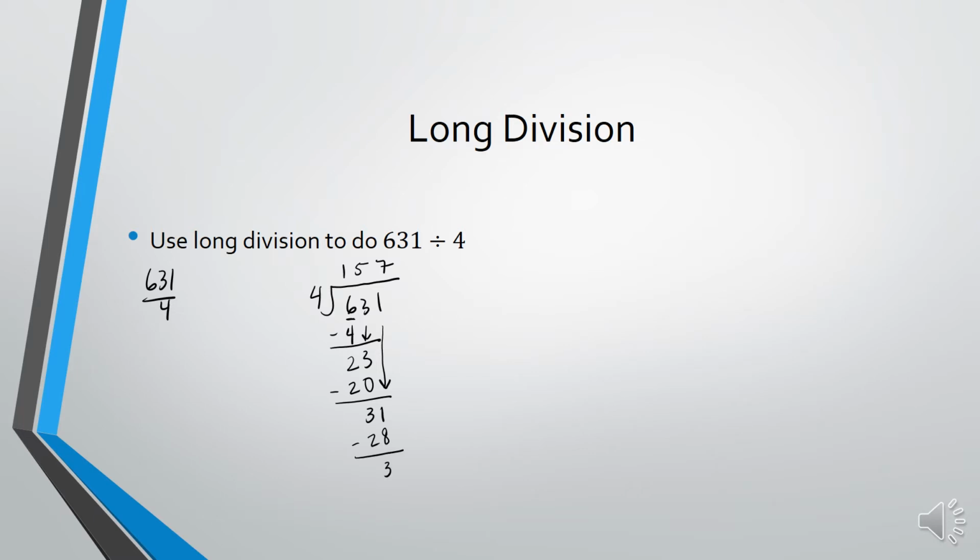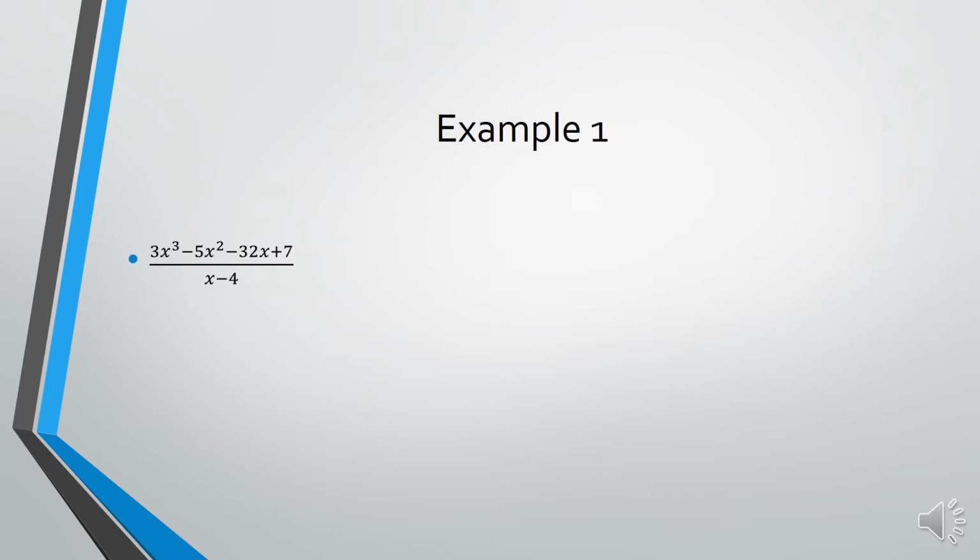And now I'm done. So the answer to 631 divided by 4 is 157 whole pieces, and then my remainder was 3 out of 4. We're going to apply this, but to polynomials. The best way to do this is just working through an example.